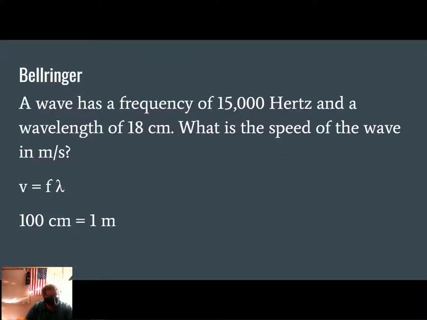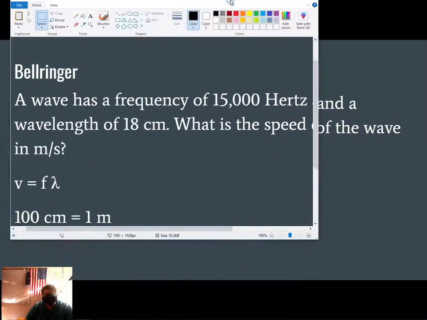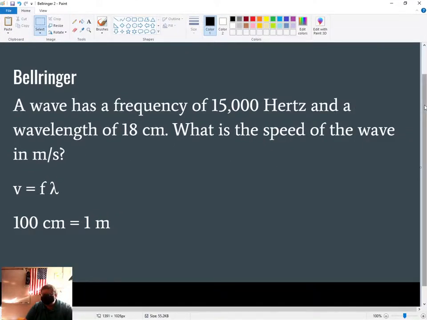Okay, so yesterday I promised you a little bit more time to work, so we're going to go through this bell ringer pretty quickly here. It says a wave has a frequency of 15,000 hertz and a wavelength of 18 centimeters. What is the speed of the wave in meters per second?